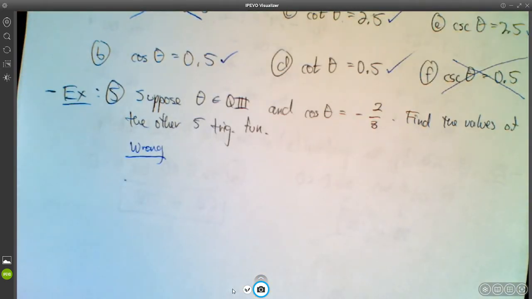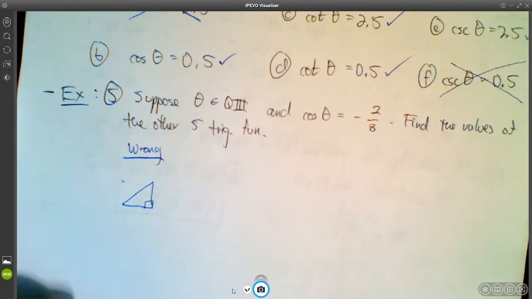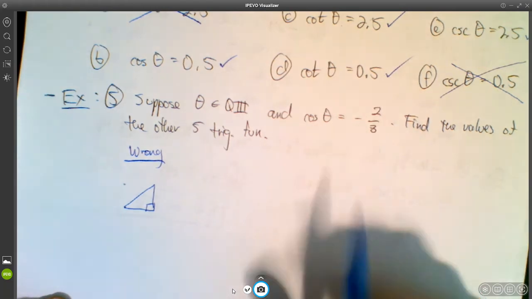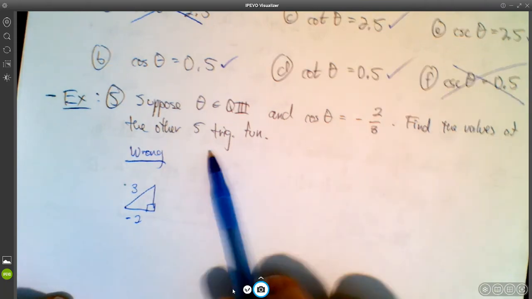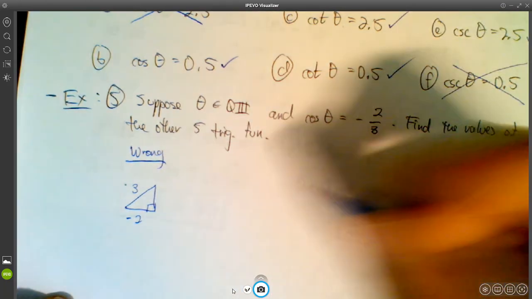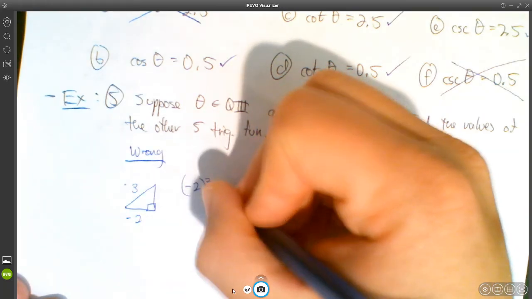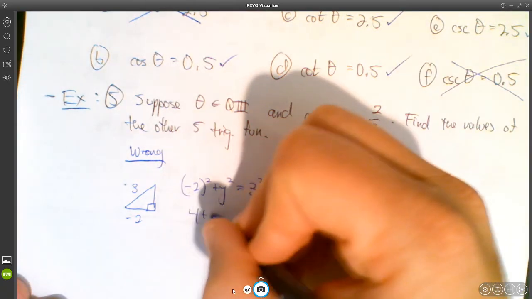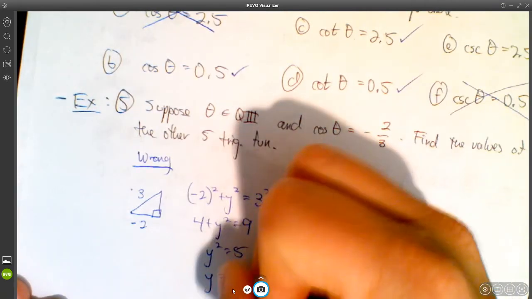Oftentimes what students will do is they'll just draw some kind of bogus right triangle willy-nilly. And they'll say, all right, cosine theta is x over r, so maybe they'll say this is x over r, and if I want to find the values of the other 5 trig functions, then I need to solve for y, which is true. So far, so good. That's not a problem. So they'll say x squared plus y squared equals r squared, so 4 plus y squared is 9, so y squared is 5, so y is the square root of 5.